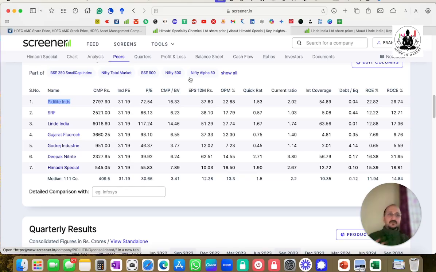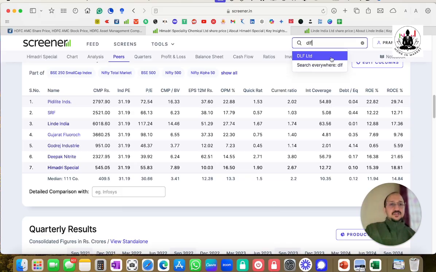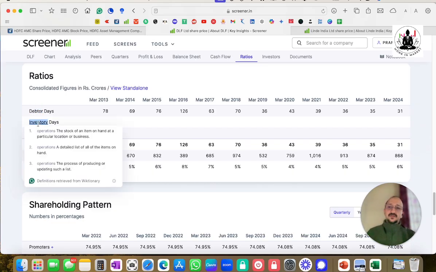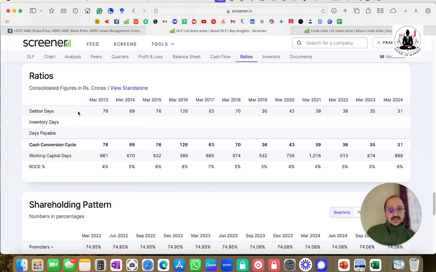Now, I would like to tell you one more thing over here, guys, for example, DLF. So it's a real estate company. So let's see over here, guys. The thing is that these ratios, these are the debtor days, inventory days, days payable, right? These are important terms. It means what is the cash conversion cycle? Means if today I start a business, I manufacture, and I have some inventory, how much time that inventory takes to get sold off, that is first parameter.